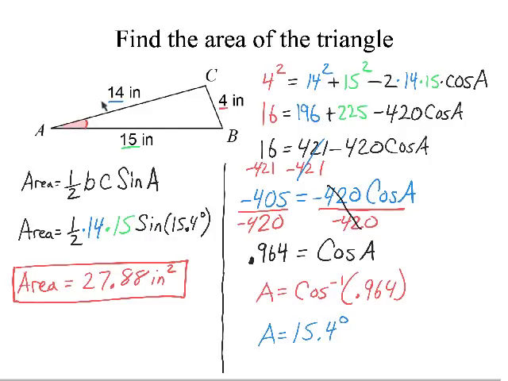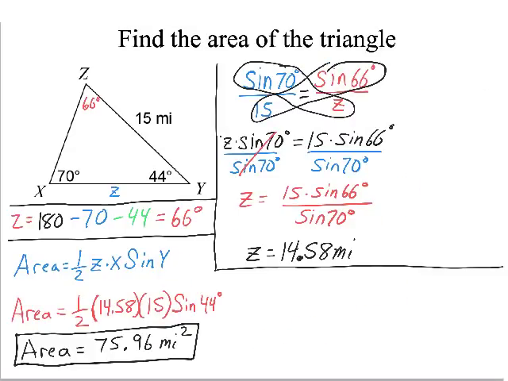So 15.4 degrees is that angle, which I can now plug in for A. Where then my calculator crunches this, and I now have the area of a non-right triangle using this cool little formula.